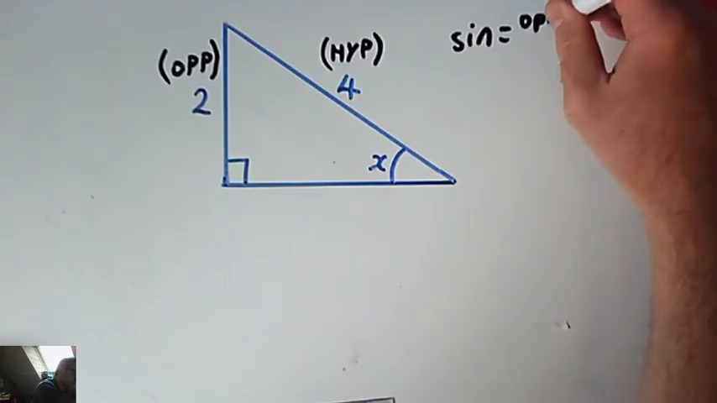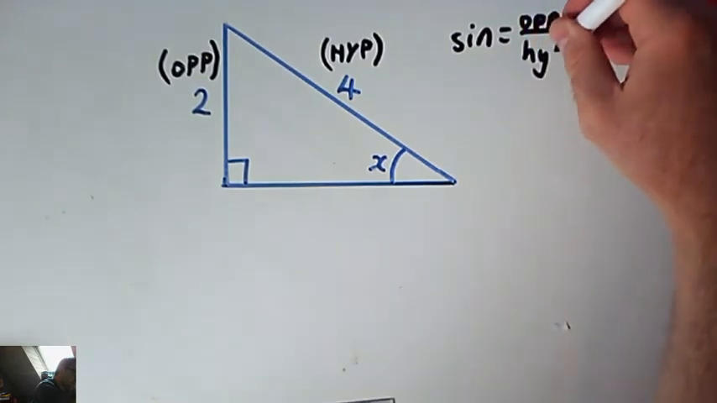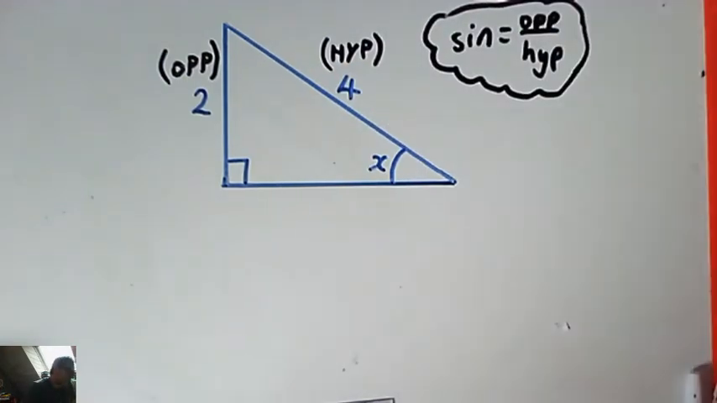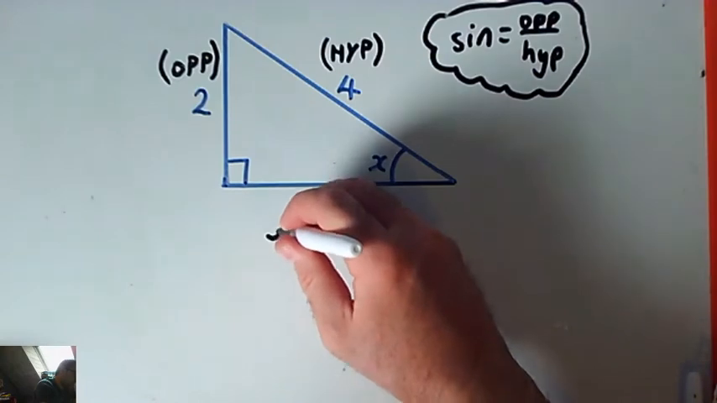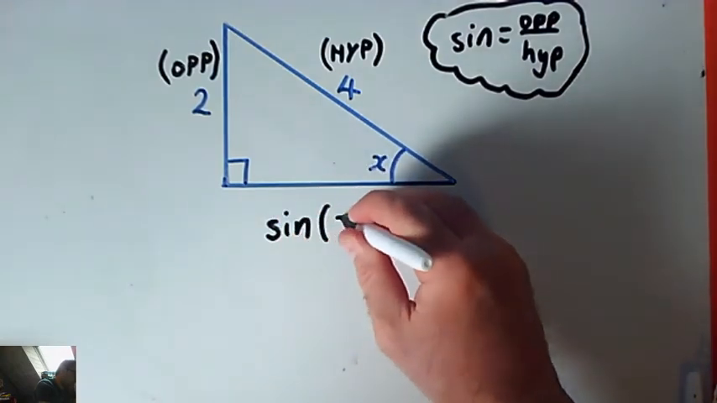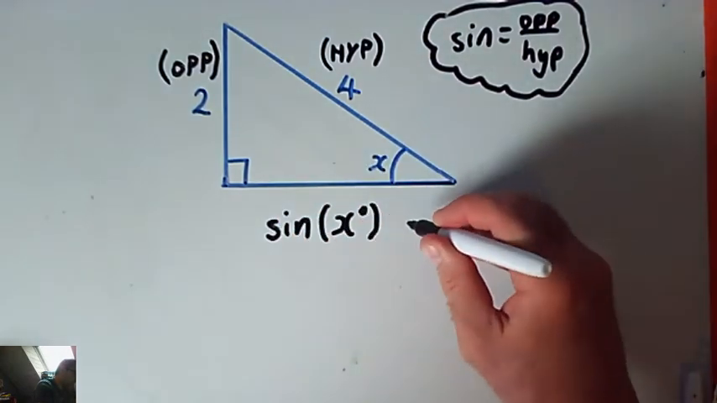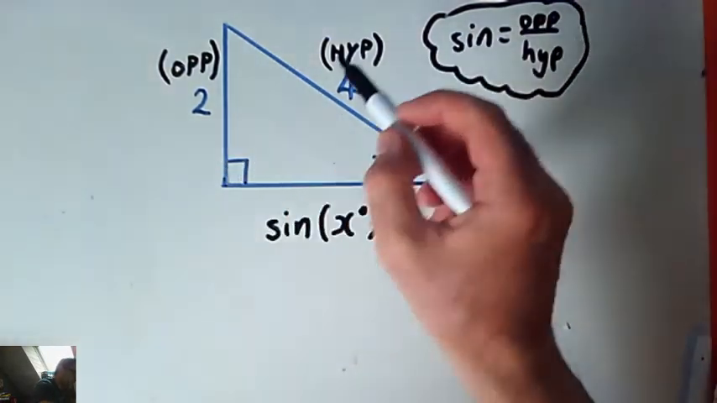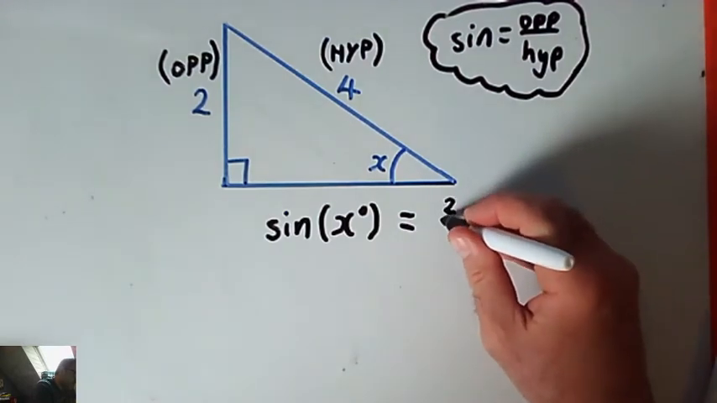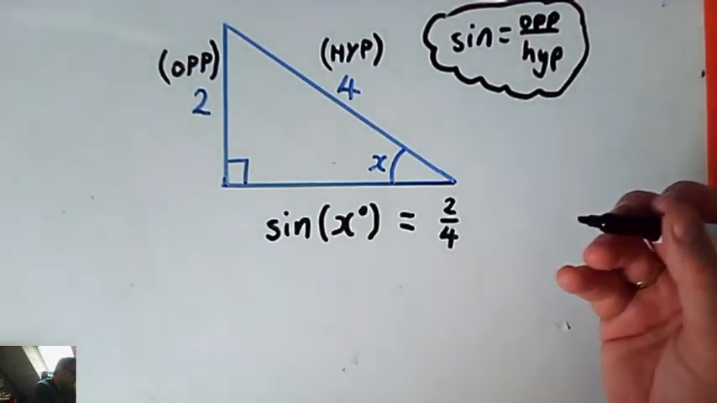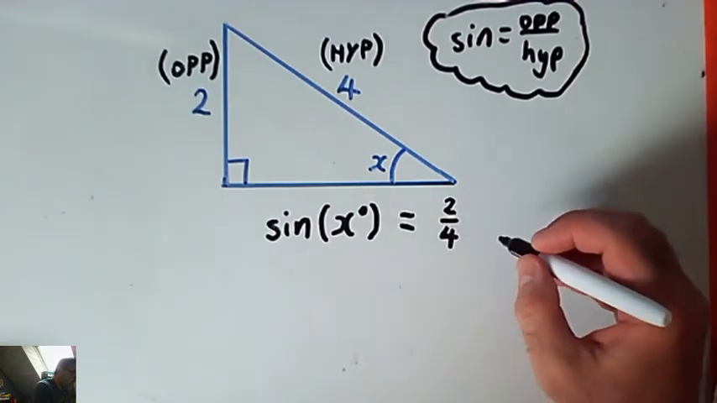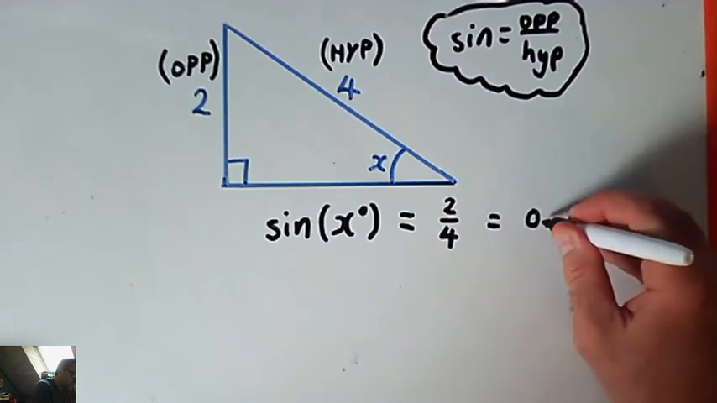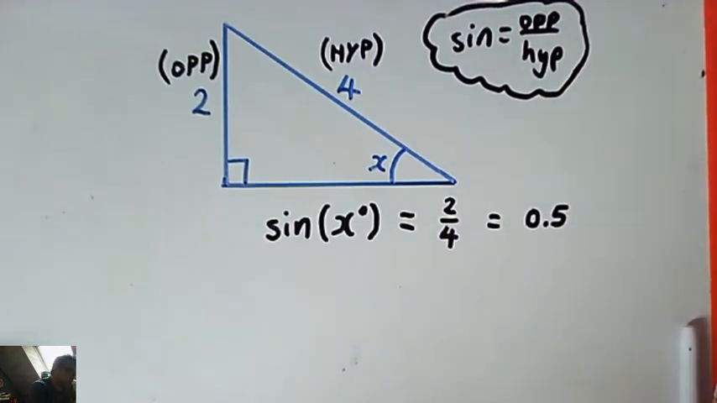So just to remind ourselves, sine is opposite over hypotenuse. So in this case, sine of x degrees, whatever it is, equals opposite over hypotenuse, which is 2 over 4. 2 over 4, which as it happens is a half, or 0.5. So, well, why not write that as 0.5 now?